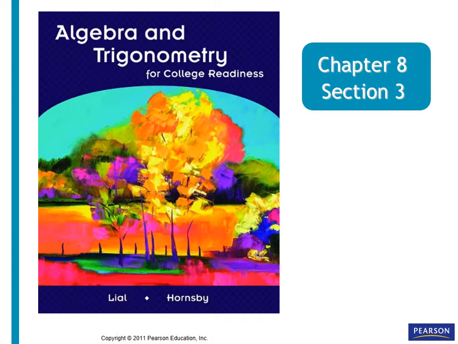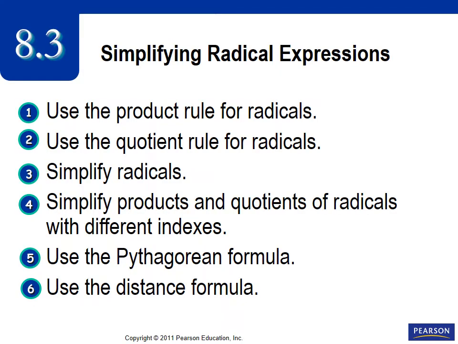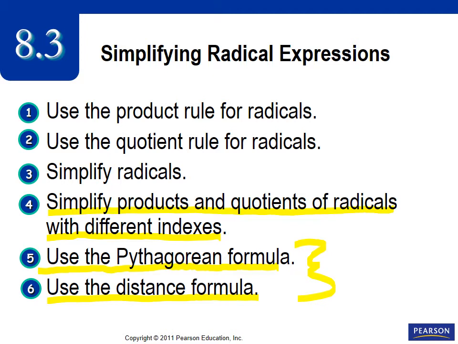And today we're going to do a little review, because I feel I rushed through the end of the last video. I do want to review simplifying products and quotients of radicals with different indexes. Then we're going to talk about the Pythagorean formula and the distance formula. These last two you did in geometry, so we're going to do a little review of those.